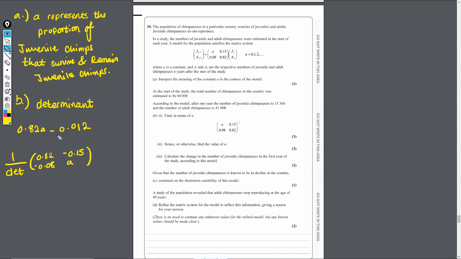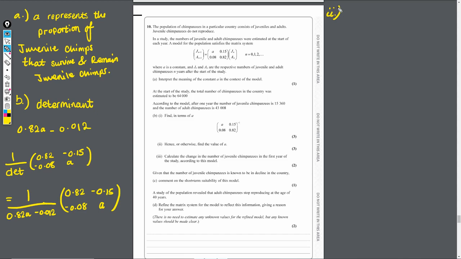But we know the determinant. The determinant here is 0.82A minus 0.012. So if we plug that in now, I'm going to get 1 over 0.82A minus 0.012. Okay, and there we have it. If we just multiply this again by the matrix, 0.82, minus 0.15, minus 0.08, and then finally A. And that's it. So that is the inverse of this matrix. So that's B part 1. B part 2, hence or otherwise find the value of A.